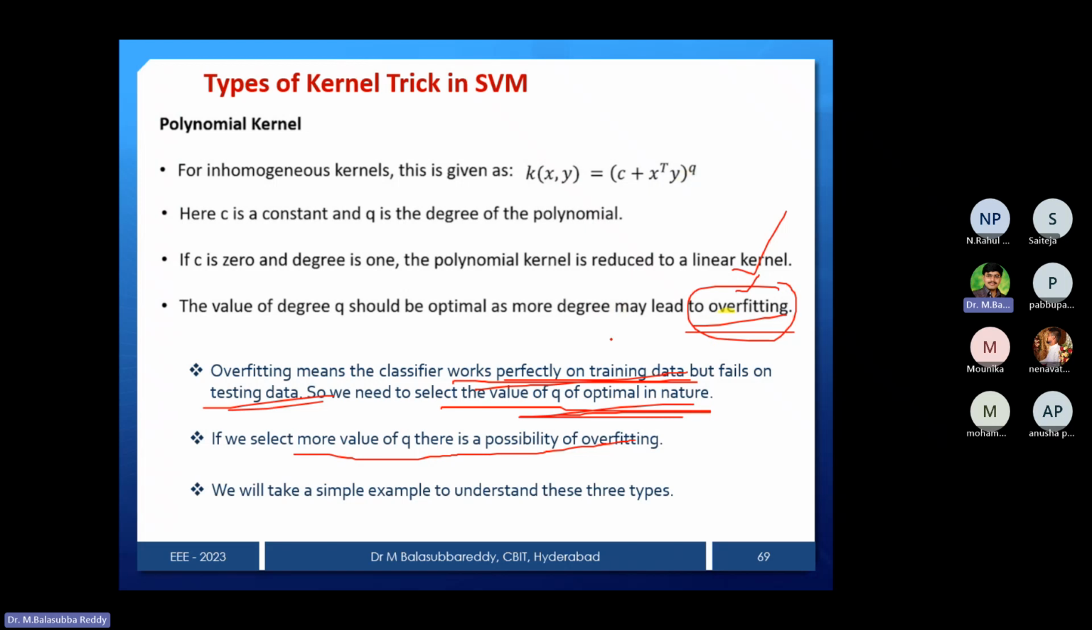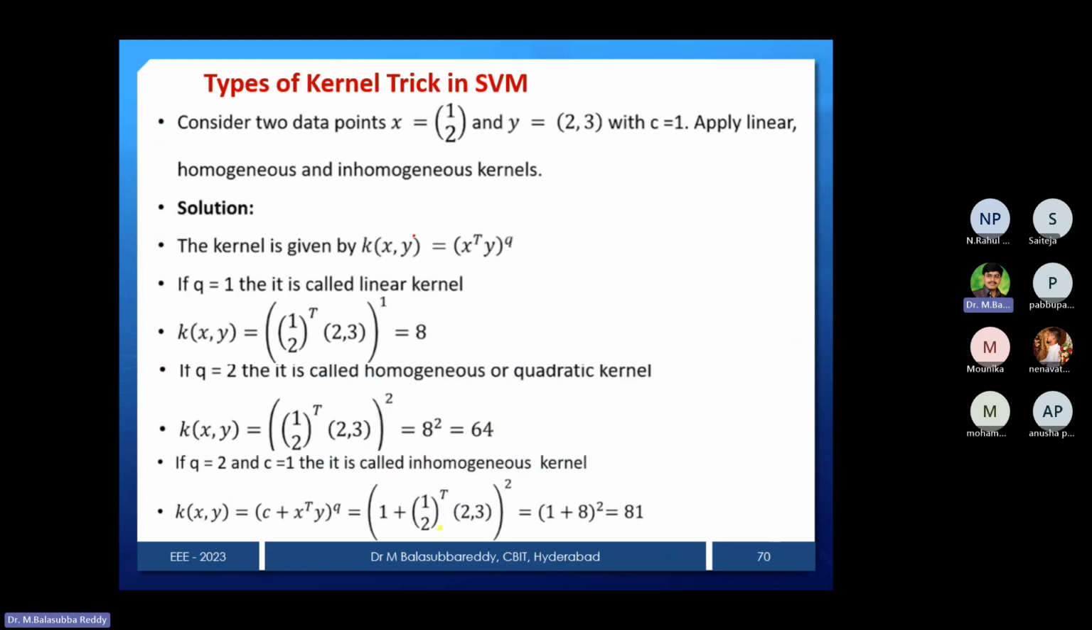Now we will take a simple example to understand this concept. Consider two data points. Data point X is 1, 2, and data point Y is 2, 3, with C equal to 1. Now, what is the meaning of C equal to 1? As per the previous formula, it is C plus X transpose Y, whole power Q.